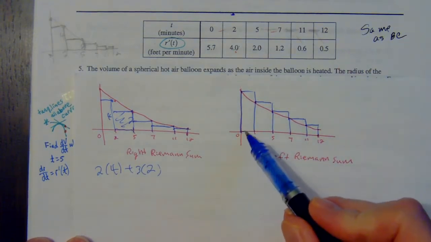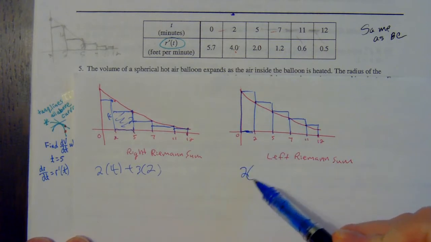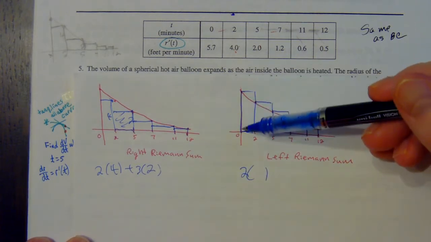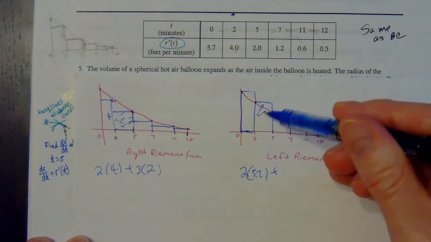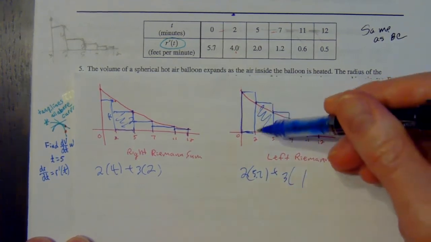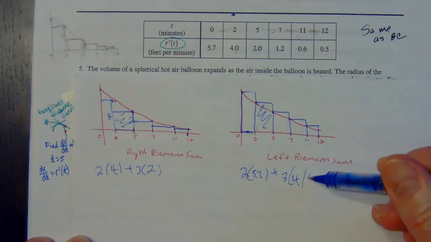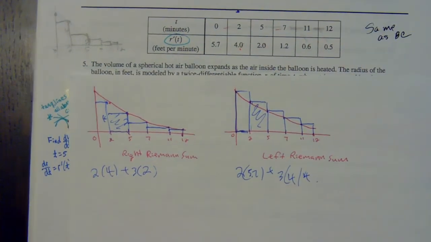When I do the area of this first rectangle, the base is 2, and the height is when x equals 0, which is my 5.7. Then this next one has a base of 3, and the height of that one is 4. And I could just find the area of each one of those rectangles.